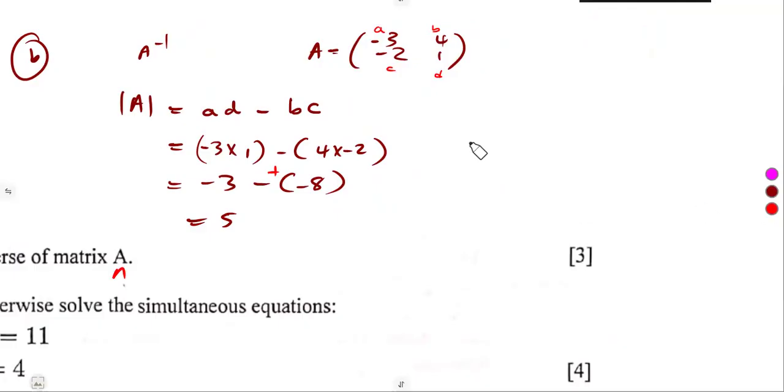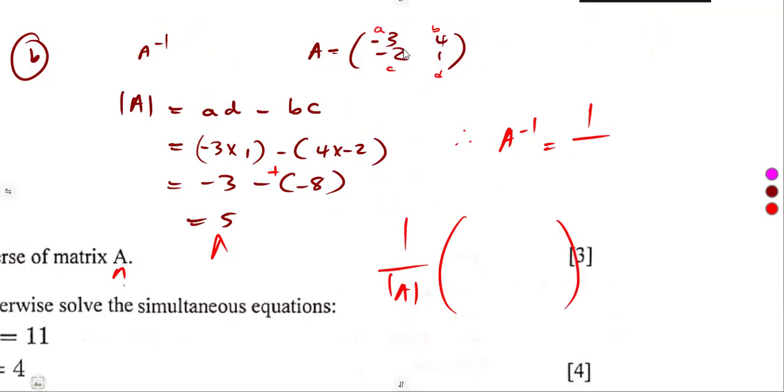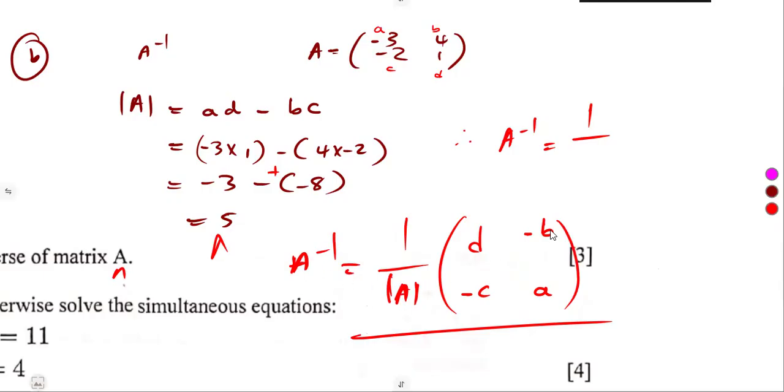So therefore, the inverse of A can be determined, where the inverse is 1 over the determinant. Then what is going to happen? The major diagonal interchanges, so it will be d, a. The minor diagonal, you multiply by a negative, so it will be minus b, minus c. So this is the inverse of A: 1 over the determinant of A. The determinant is 5, so that's 1 over 5.